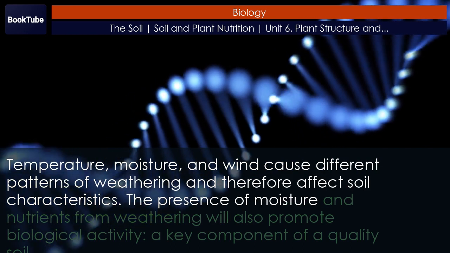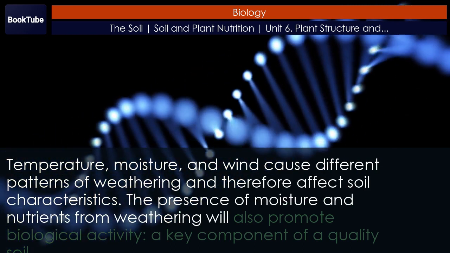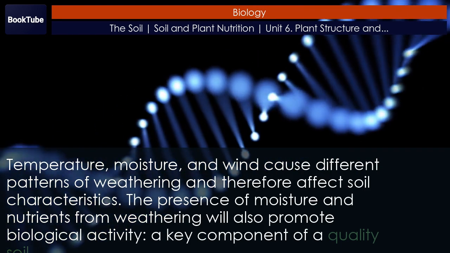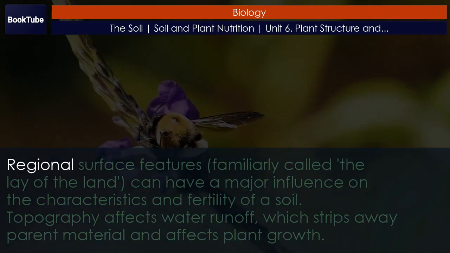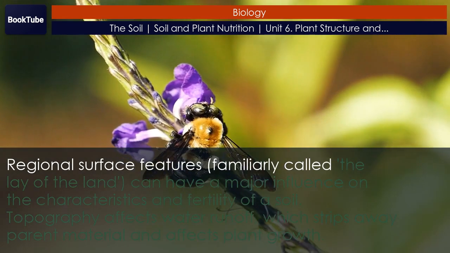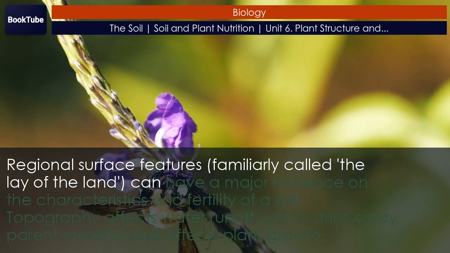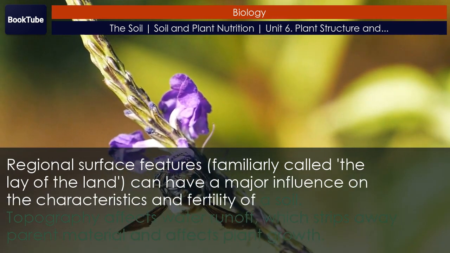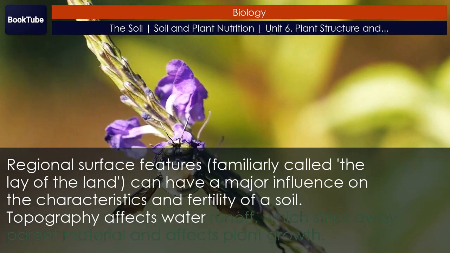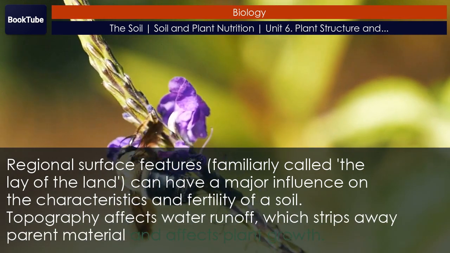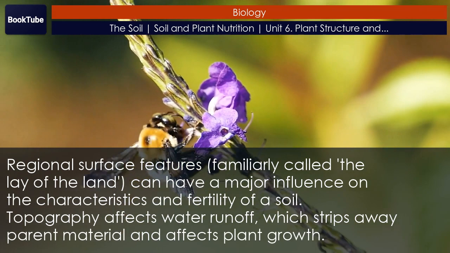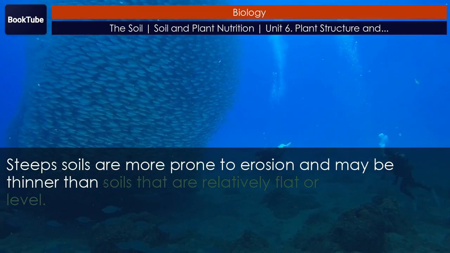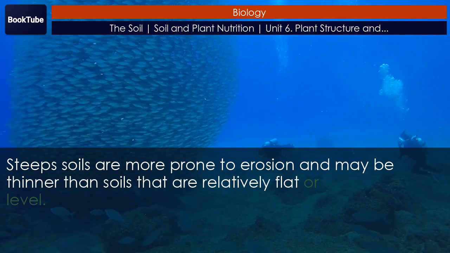The presence of moisture and nutrients from weathering will also promote biological activity, a key component of a quality soil. Topography, regional surface features, familiarly called the lay of the land, can have a major influence on the characteristics and fertility of a soil. Topography affects water runoff, which strips away parent material and affects plant growth. Steep soils are more prone to erosion and may be thinner than soils that are relatively flat or level.